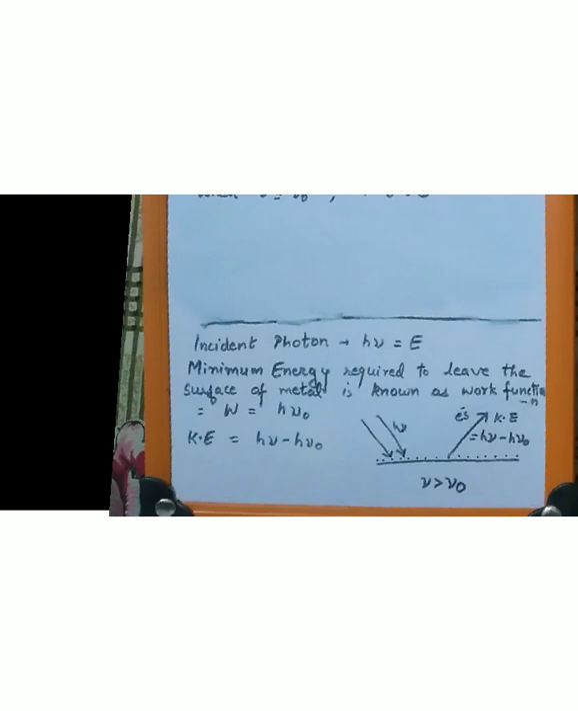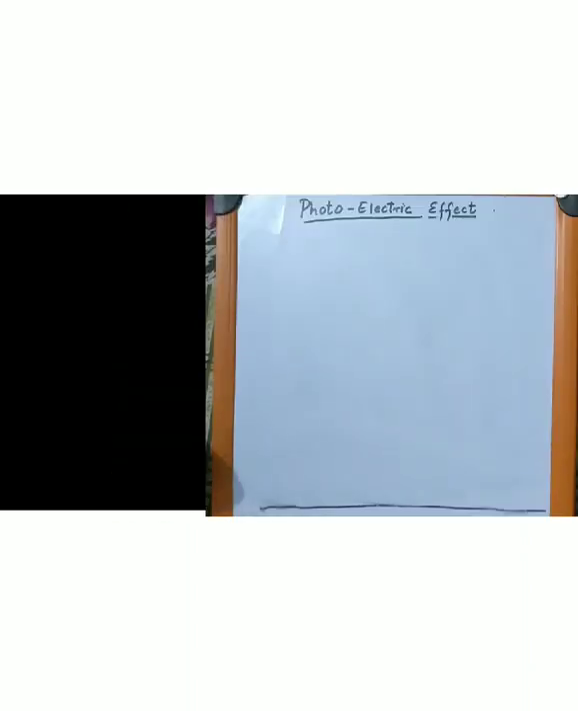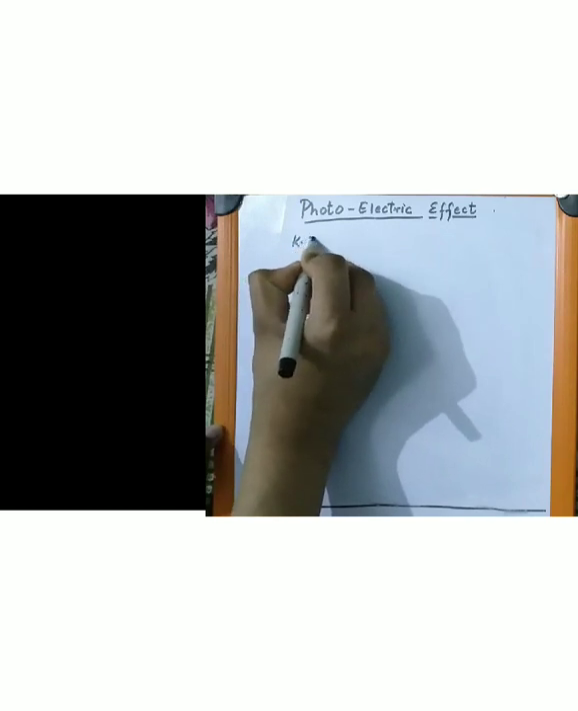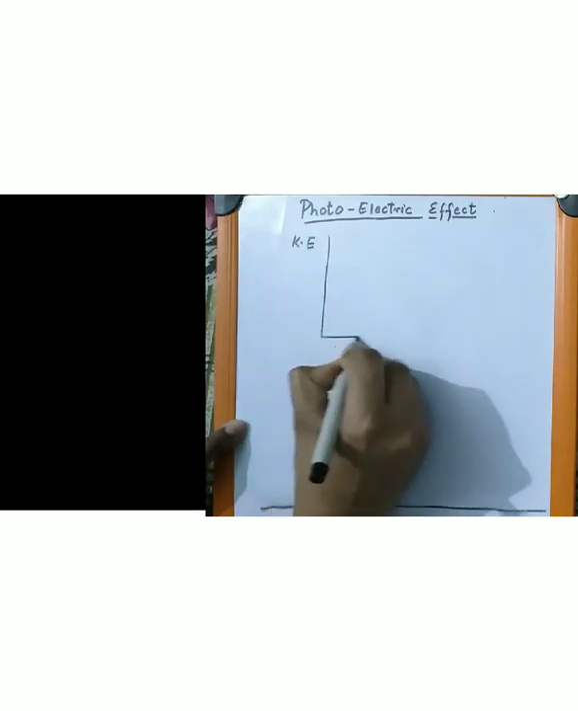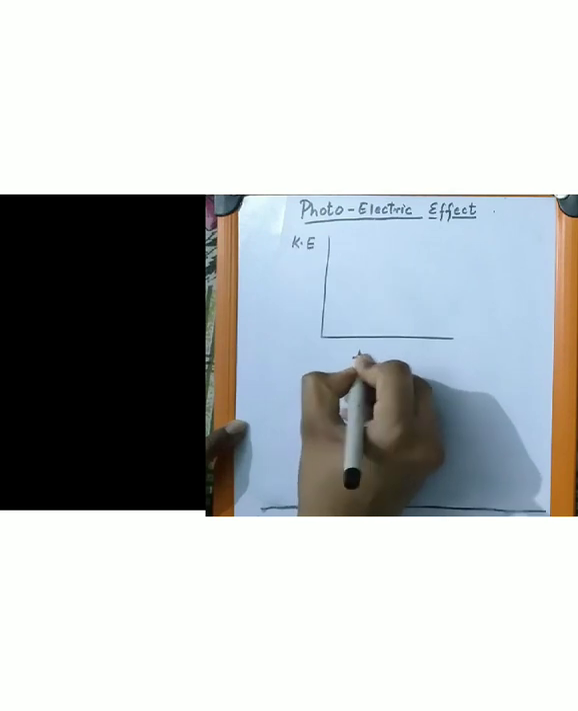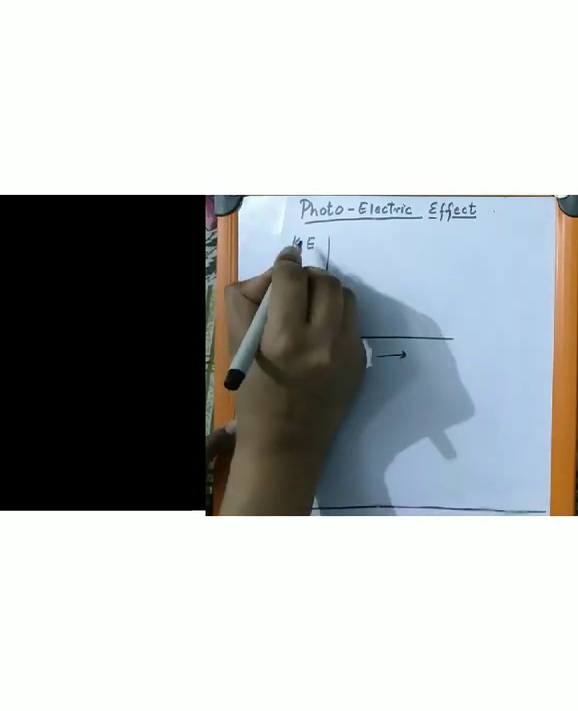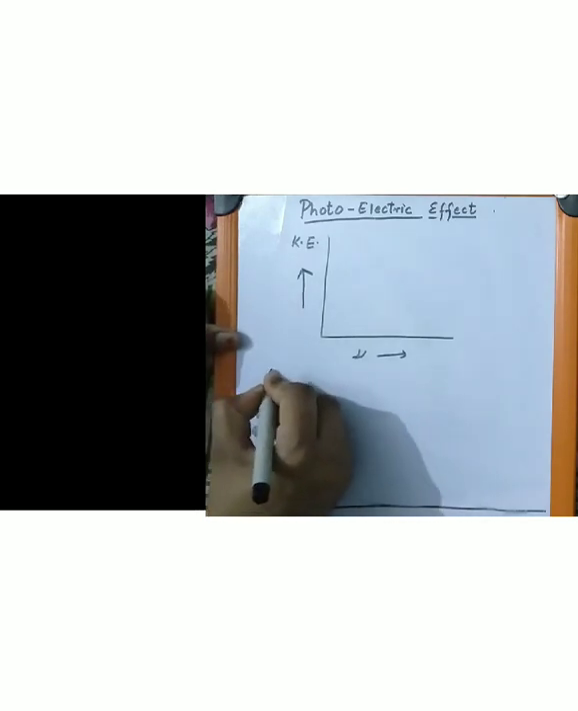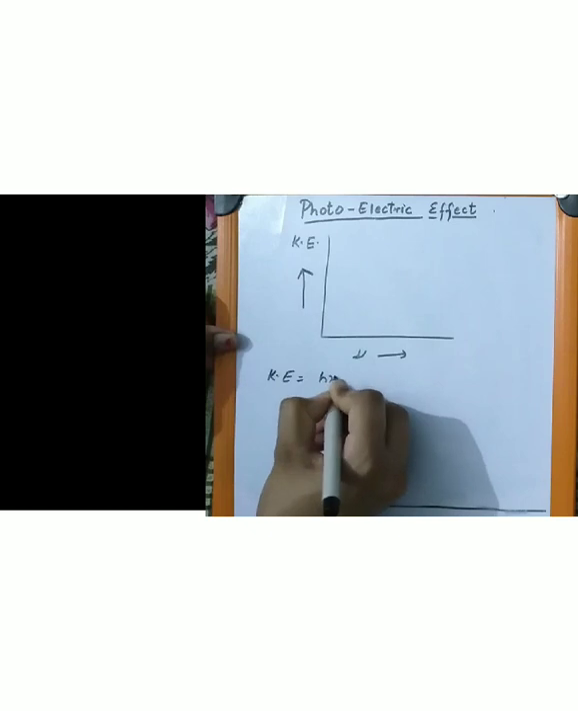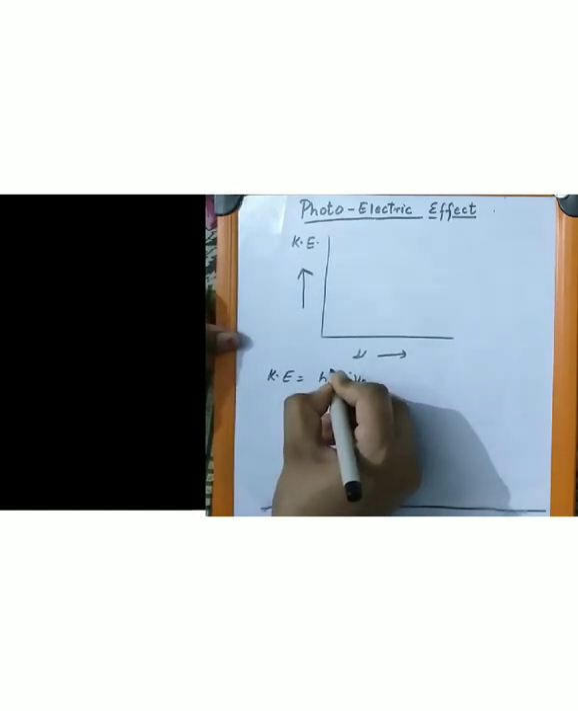Okay, now we are going to plot kinetic energy versus frequency. As we can see, the kinetic energy of the electrons which leave the surface of the metal depends on the frequency. So we take kinetic energy on the y-axis and frequency on the x-axis. Frequency we denote by nu. From this expression, kinetic energy is equal to h times nu minus nu naught.